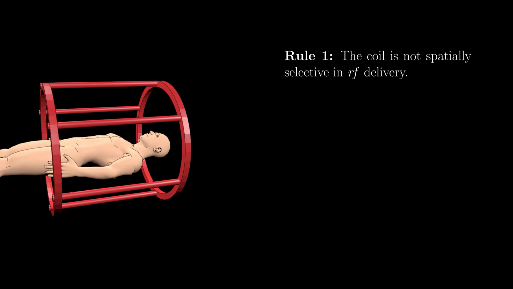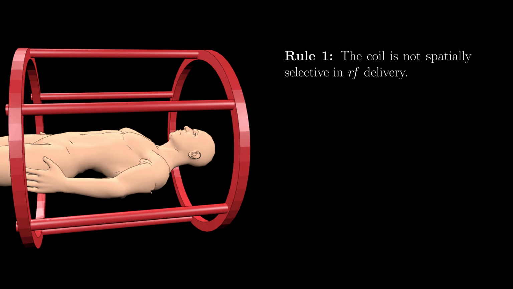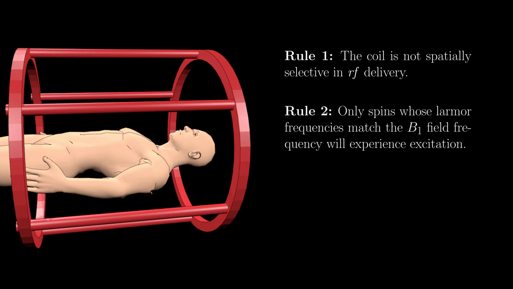Rule 1. The coil is in no way spatially selective in delivery of RF. For instance, you might think that if we wanted to image the heart, that somehow the coil directs the RF only to spins within the heart. But that's just not how it works. Everything inside the magnet bore experiences the delivered RF. But Rule 2 says that only spins whose Larmor frequency matches the B1 field frequency will experience excitation. So in essence, Rule 1 says that all spins experience the RF, but Rule 2 says not all spins experience excitation.